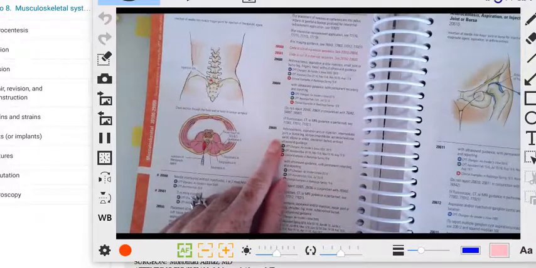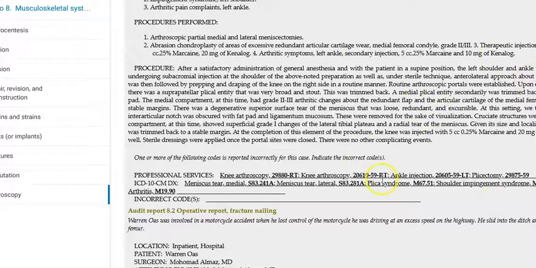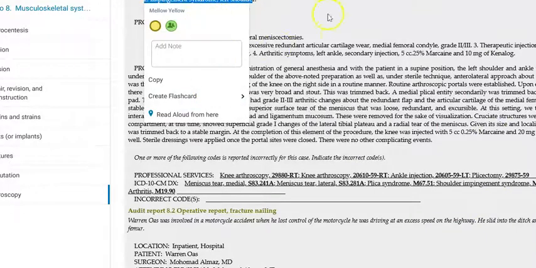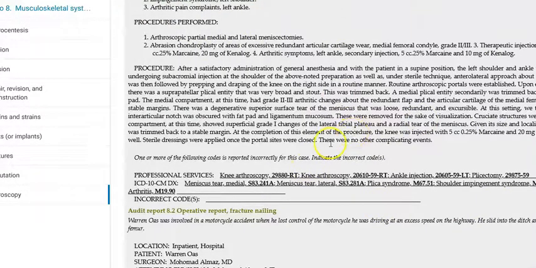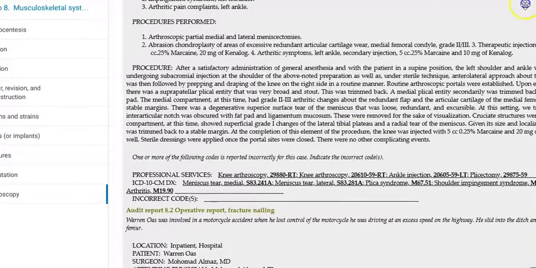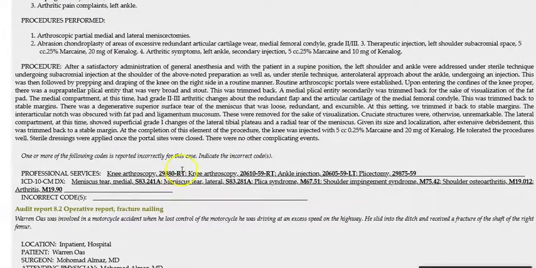So if we go back to our documentation, this ankle arthritic pain, and then at the bottom of our report, they injected the ankle with the secondary injection of 5 cc's, 0.25% Marcaine, and 10 milligrams of Kenalog. So that is a different procedure than the knee arthroscopy. So yes, we are going to code that ankle injection.